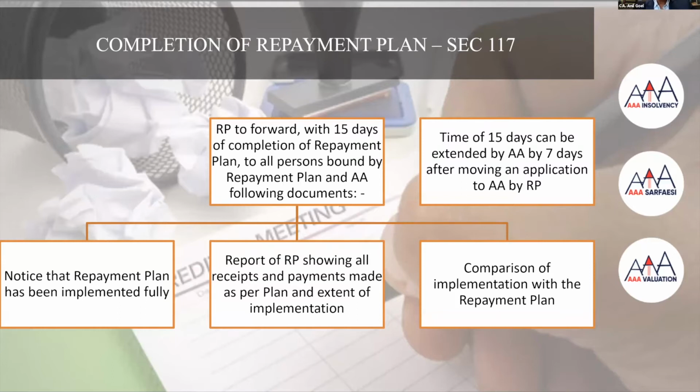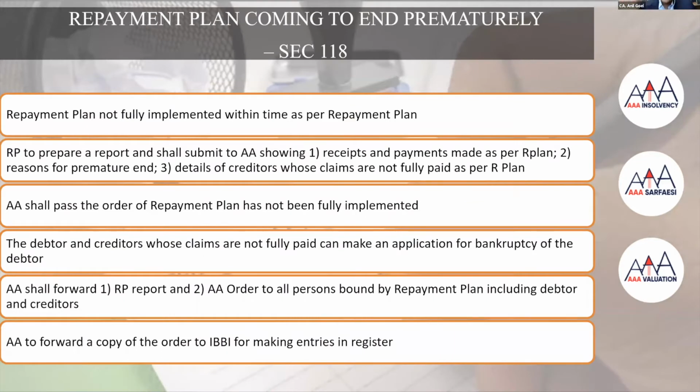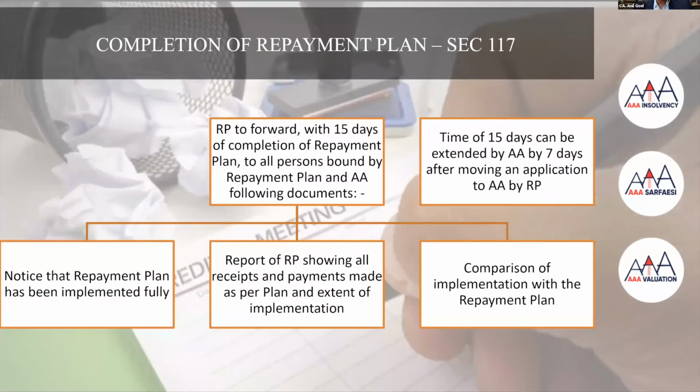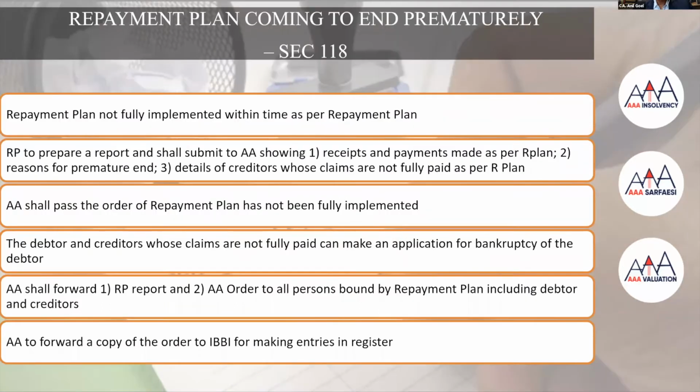The time of 15 days can be extended by 7 days by the AA after moving an application. Of course, for such an application and that too for 7 days, nobody would opt for it, because the NCLT may take even more days to allow that 7 days. At this part, section 117 deals with the completion of the repayment plan, that means the successful completion of the repayment plan. Section 118 deals with the repayment plan coming to an end prematurely.